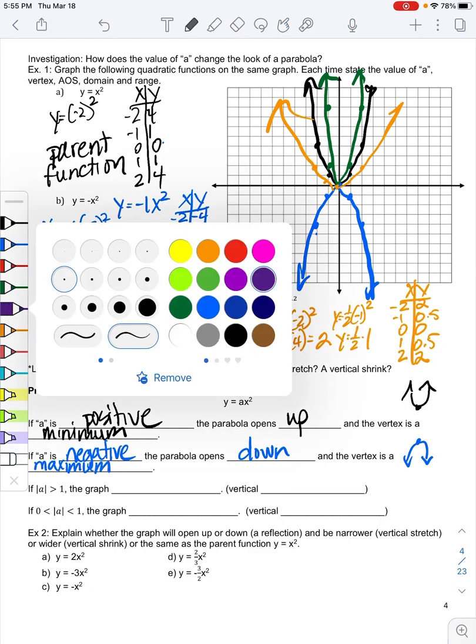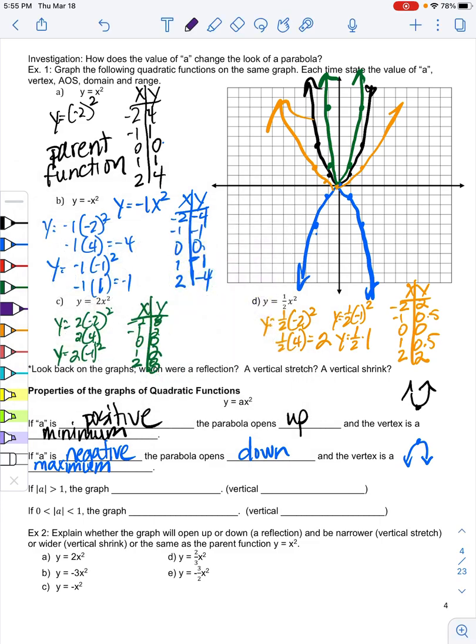Now, the other thing we look at is the number of it. If it's a 1, it's the same shape. Like the one that reflected, it opened down, but it was basically the same shape. But if your A is greater than 1, the graph is going to narrow, get skinnier, right? Because C, the green one, got skinnier when I had a 2, which is greater than 1. This is called a vertical stretch, like it's stretching up to the sky.